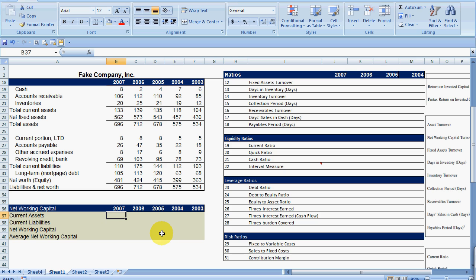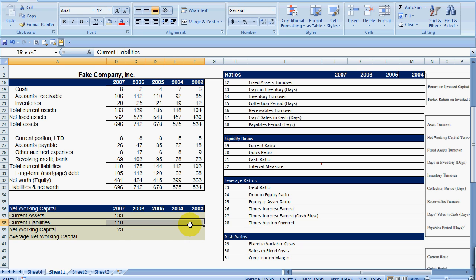Current assets will just be equal to our current assets here. Our current liabilities will be equal to the ones here. Then our net working capital is just current assets minus current liabilities. That's all net working capital is. Let's put a line there.